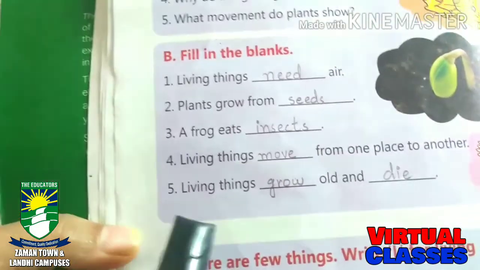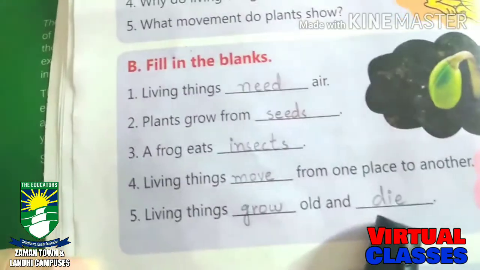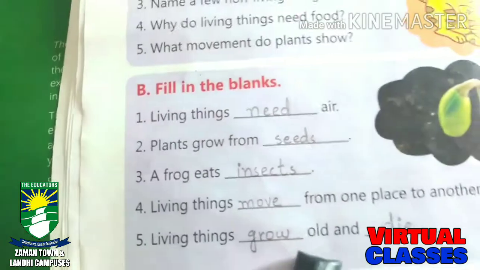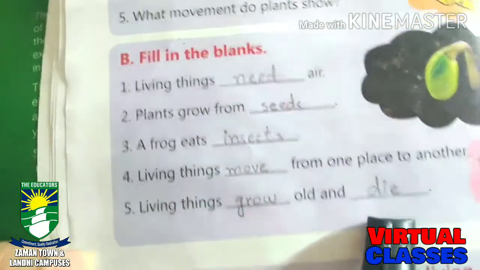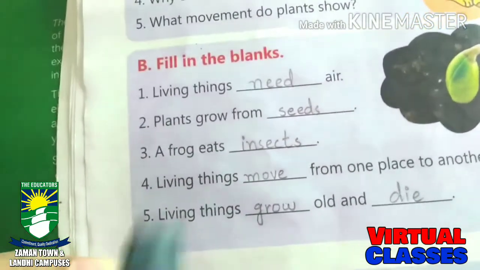Now, let's move towards the last blank. Living things grow old and die. We have discussed that living things grow old and die. Right answers: grow and die. Have you done this work?